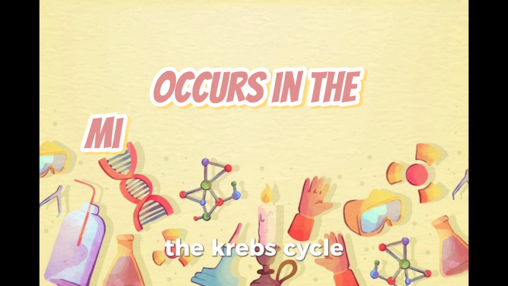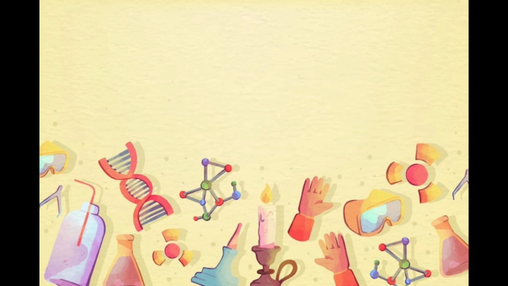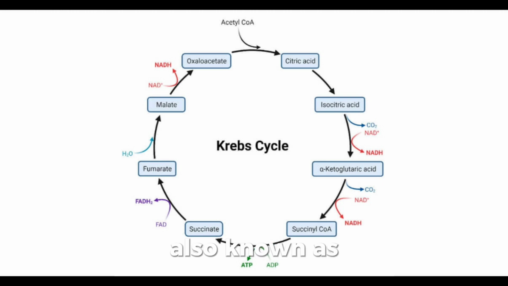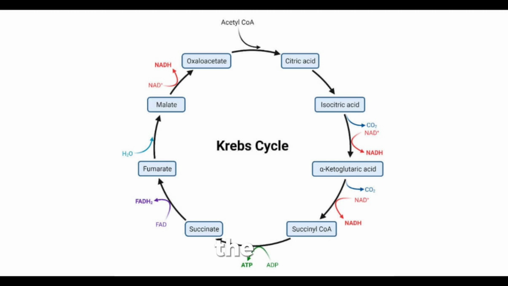The Krebs cycle occurs in the mitochondrial matrix. The Krebs cycle, also known as the citric acid cycle, begins with acetyl-CoA combining with oxaloacetate to form citric acid. This 6-carbon molecule undergoes a series of redox reactions, releasing 2 molecules of carbon dioxide.